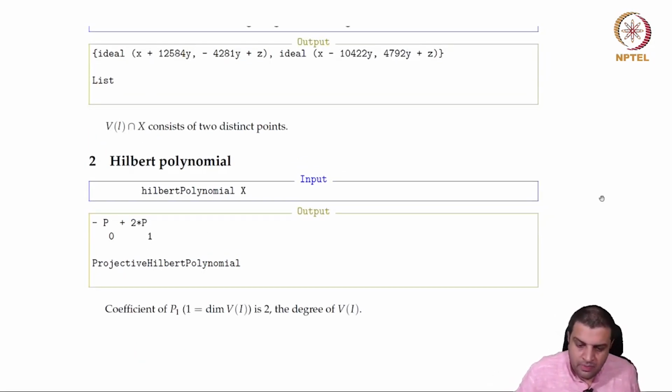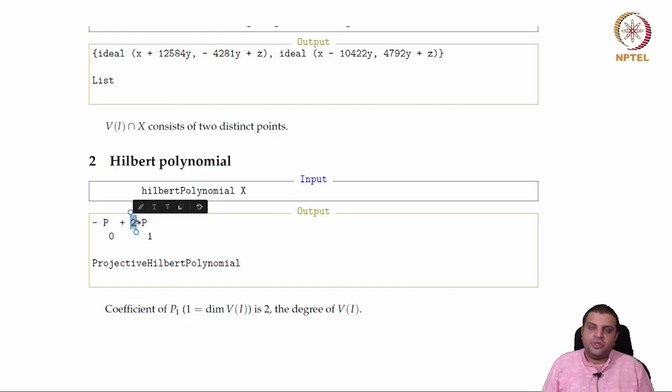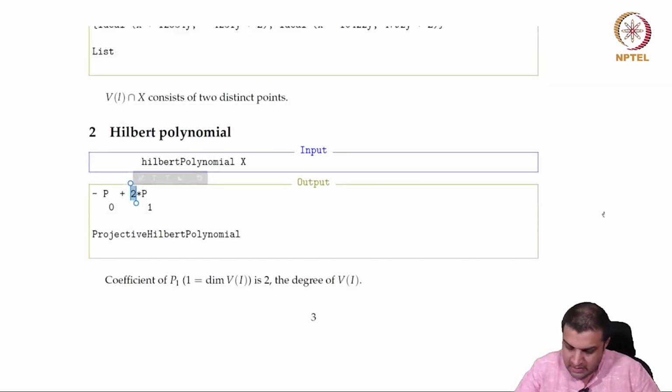So now we look at the Hilbert polynomial of X. It is minus P0 plus 2 times P1, and as we notice, the 1 in P1 says its dimension is 1, and the coefficient of P1 is 2, which was the degree. So if you just compute the Hilbert polynomial of a projective variety in Macaulay, it would tell us what the degree and dimension are. The exponent here is the dimension, and this coefficient 2 here is the degree. Okay, so this is just preliminary things about computing degree.